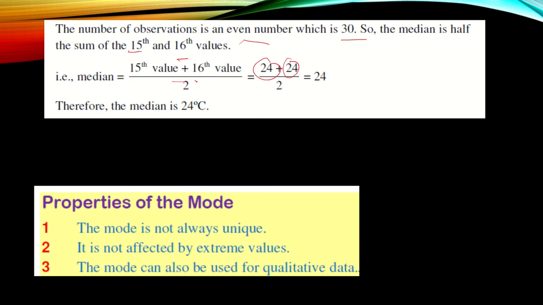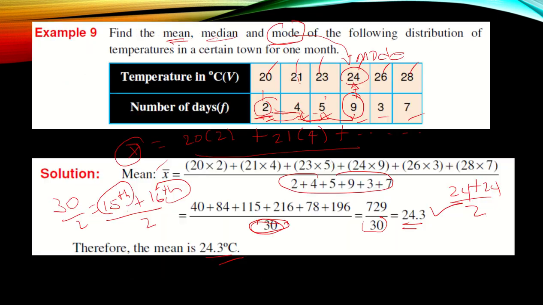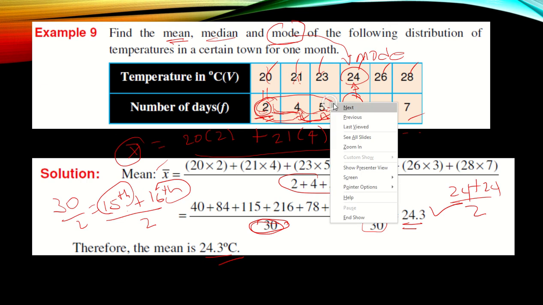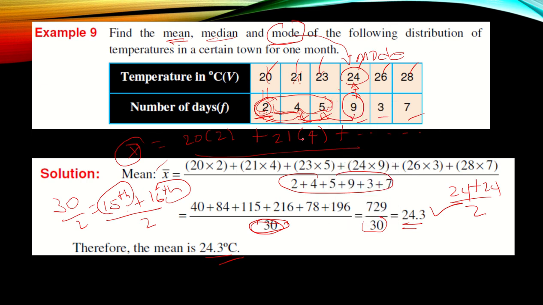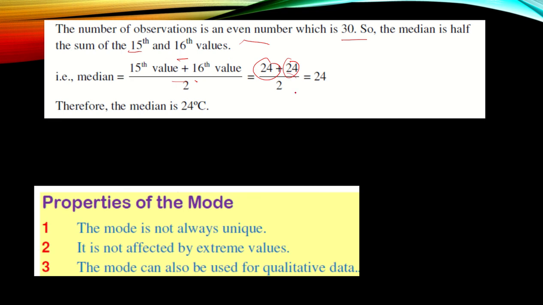How come? As I told you before, from the data you have to observe properly, because the first two terms are 20, and then 2 plus 4, 6, 6 plus 5, 11. I'm adding the frequency. The first 11 data are 20, 21, and 23 together. And then after the 11th term, 24 comes until the 20th term. That means the 15th and the 16th are also 24 itself. So 24 is added, then divided by 2. That is the median.